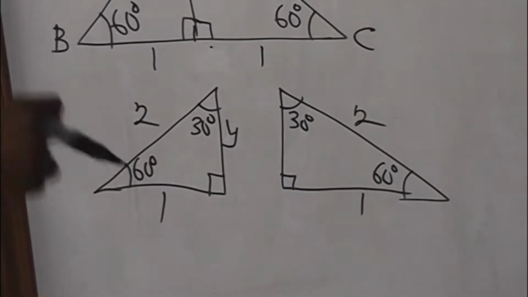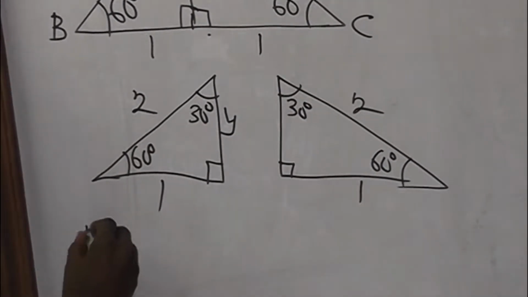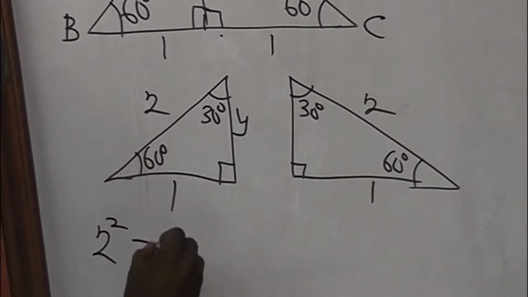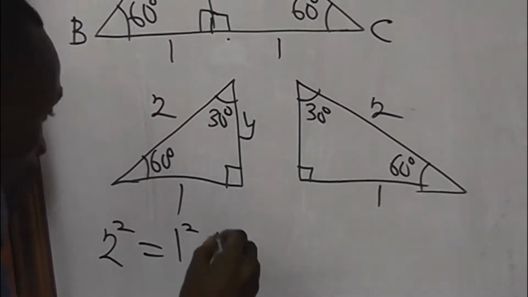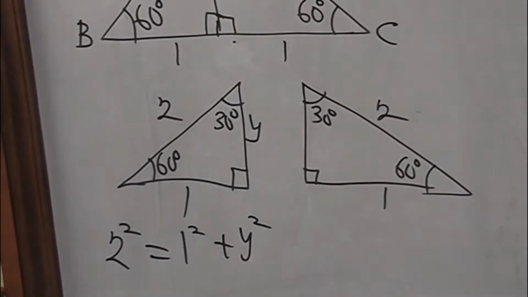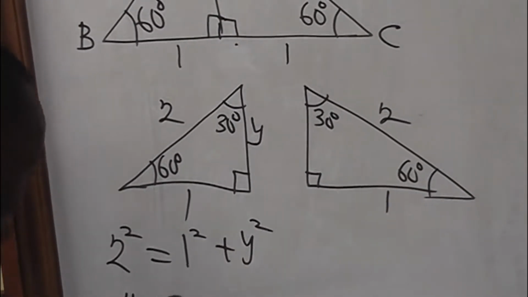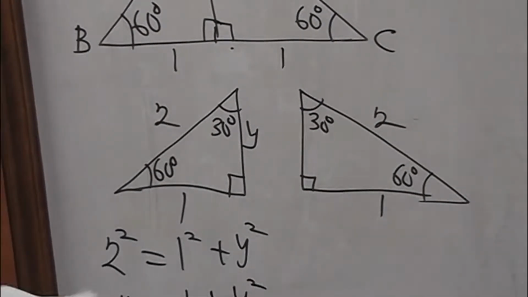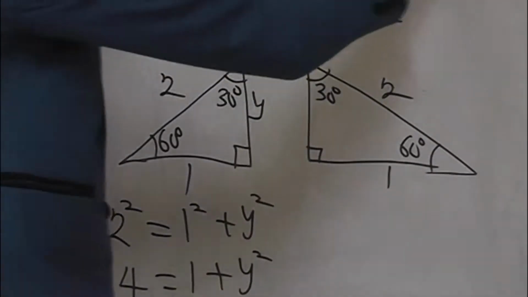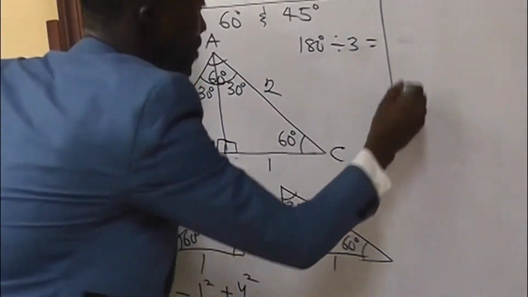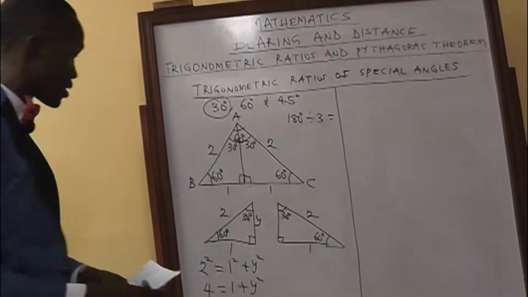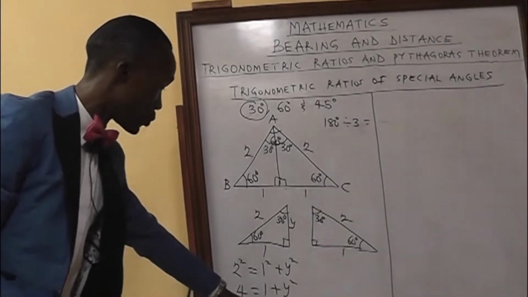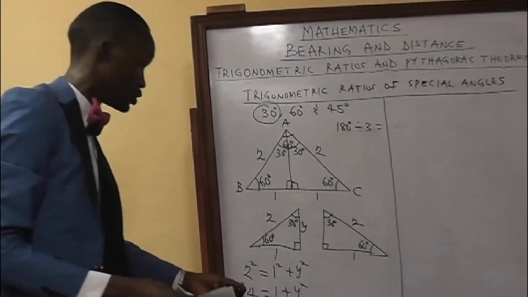That is the longest side, which is the hypotenuse side. So we have 2 raised to the power 2 is equal to 1 square plus y square. That will give us 4 is equal to 1 plus y square. Since 1 square is the same thing as 1, whatever we divide by 1 will also give us that number, and if you multiply 1 with any number, it will remain unchanged.